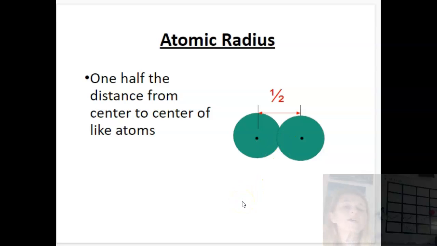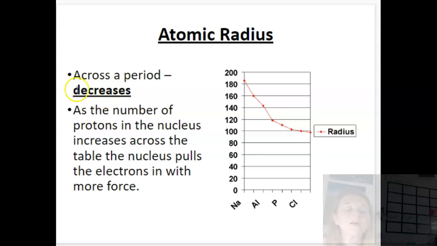The reason we do that is, remember, we can't actually find electrons. That's the Heisenberg uncertainty principle: when we use energy to see an electron, it moves because we've given the electron energy. So this is how we calculate radius. Now, as we go across a period, across an energy level, and here we're looking at sodium, aluminum, phosphorus, and chlorine, we see that the radius goes down.